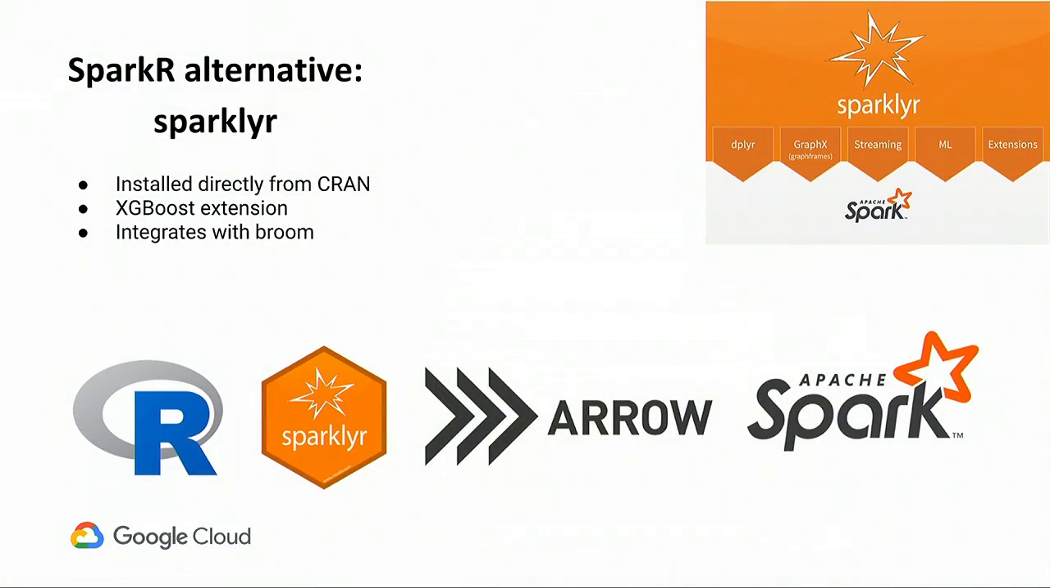Now, the alternative architecture to that is sparklyr. What sparklyr does instead is serialize the information into Apache Arrow, and then it uses that information to call out to the spark.ml package. So that means in terms of machine learning, you're going to be limited to the functionality that exists in the spark.ml package.